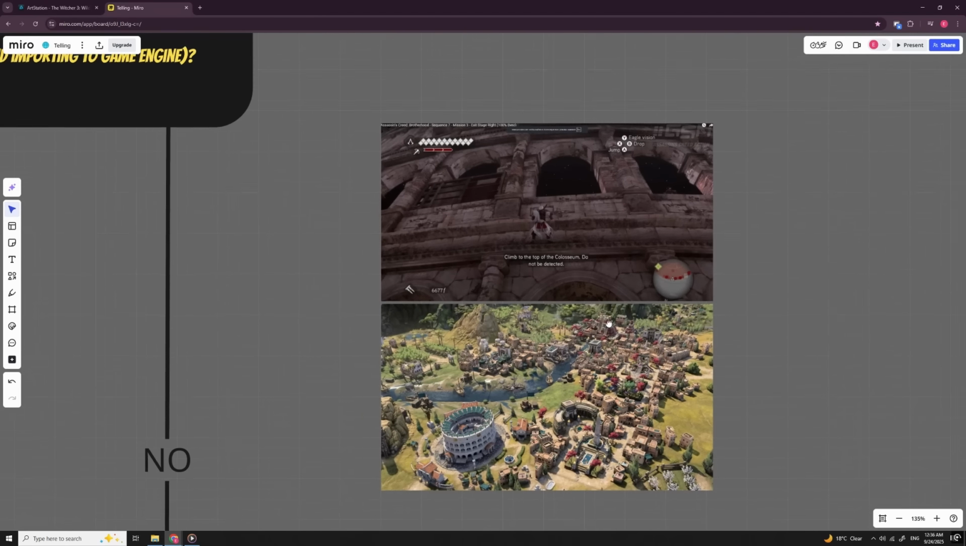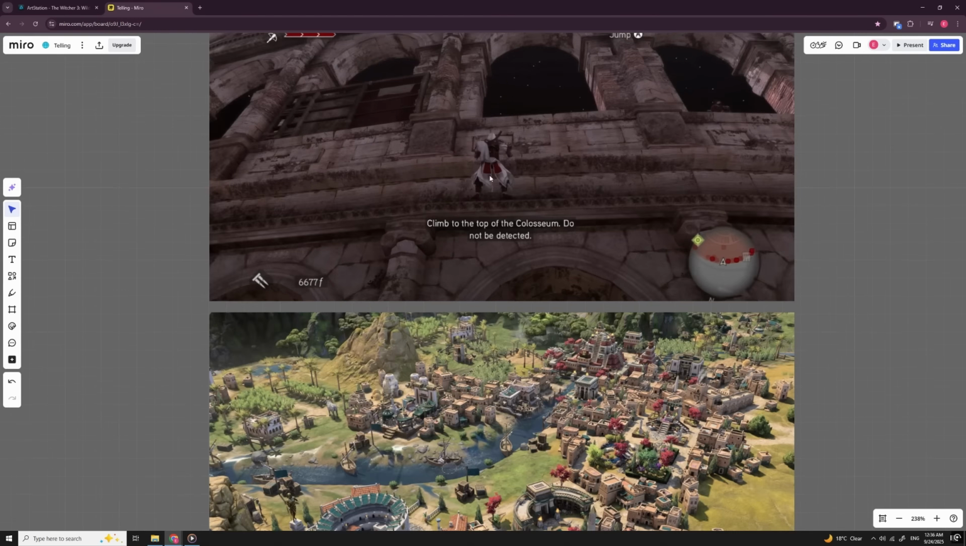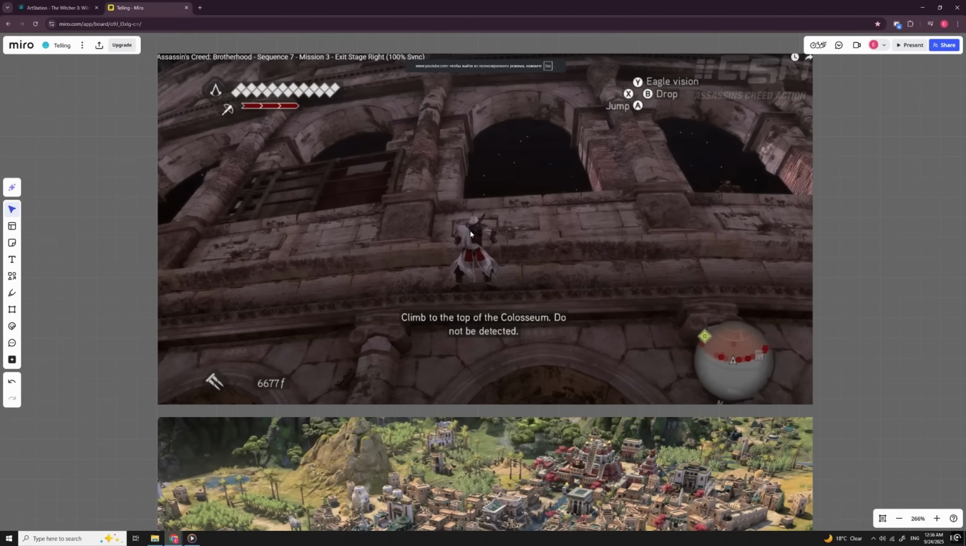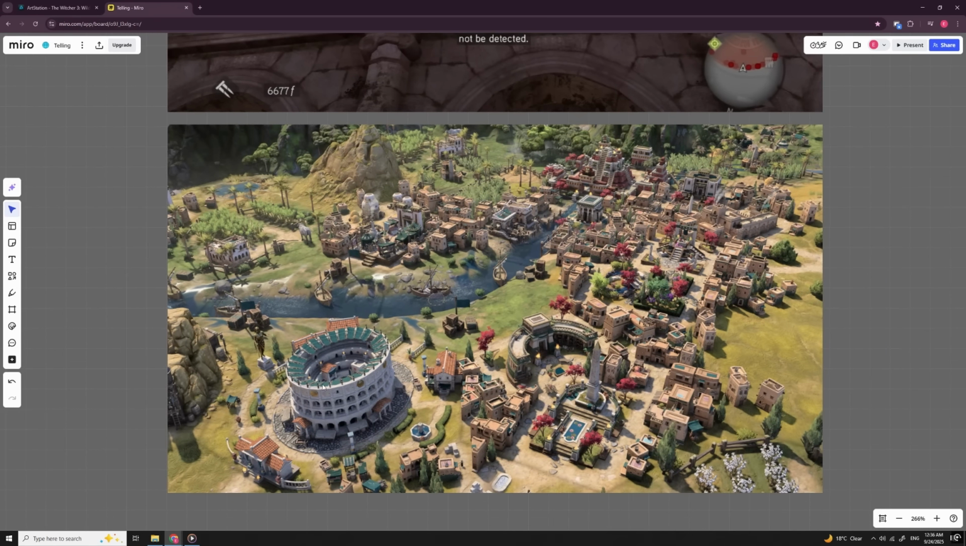And as an example, let's take a look here. The same architectural structure, the Roman Colosseum. Two different games, Assassin's Creed Brotherhood and Civilization. Two different genres, and therefore different approaches to developing environment assets. Now let's analyze this by looking at all our reasons.